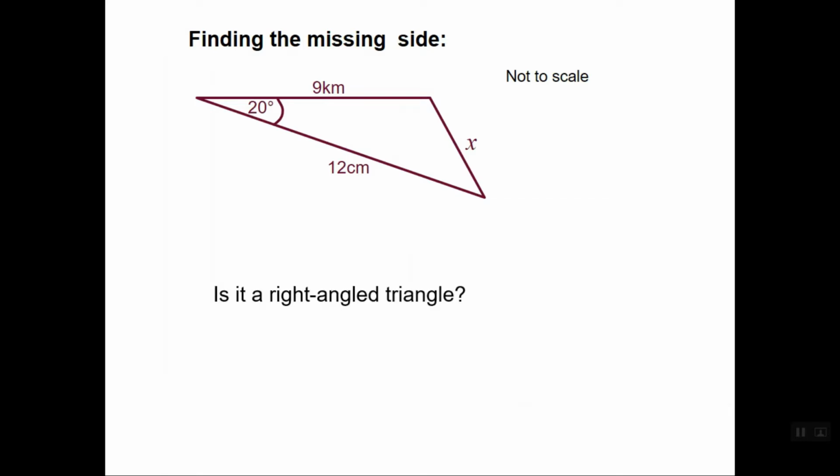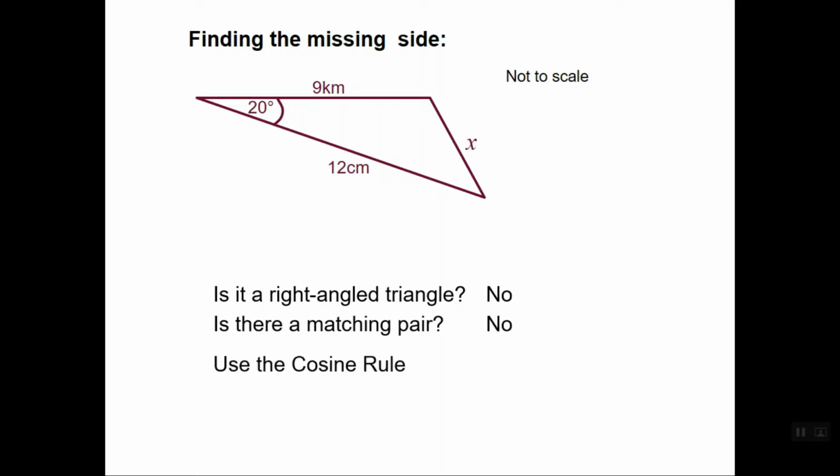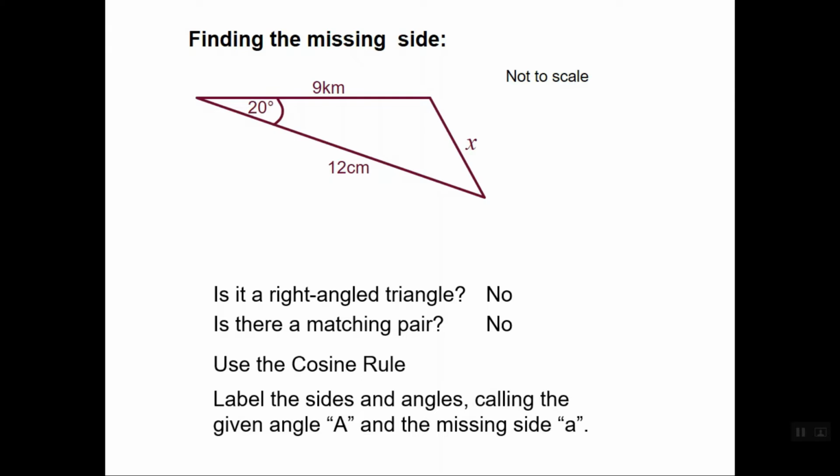Is it a right angle triangle? No. Is there a matching pair? No. So it therefore means that we can use the cosine rule. And these are questions that you should ask yourself once you're trying to find a missing side or angle in a triangle. Now we label the sides and angles, calling the given angle A and the missing side A.